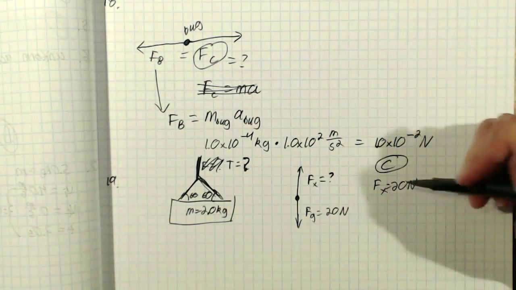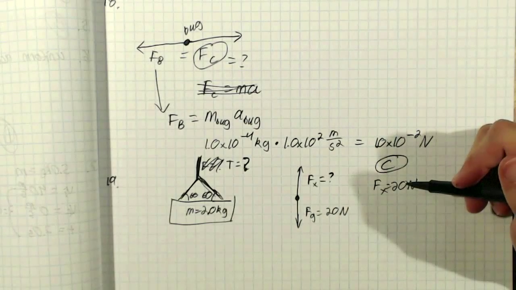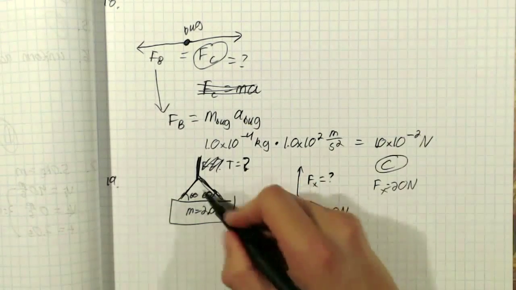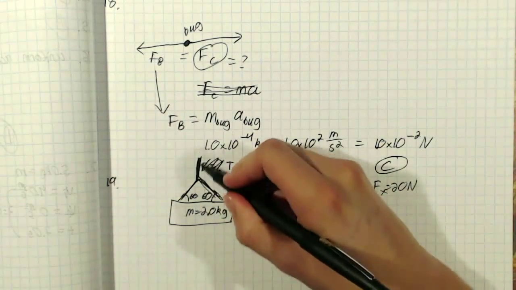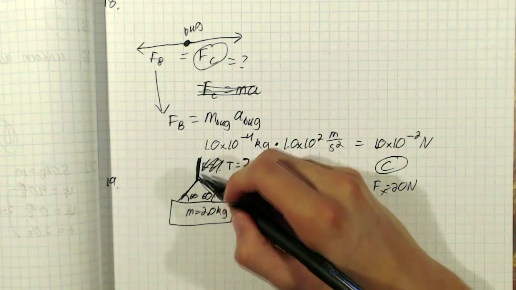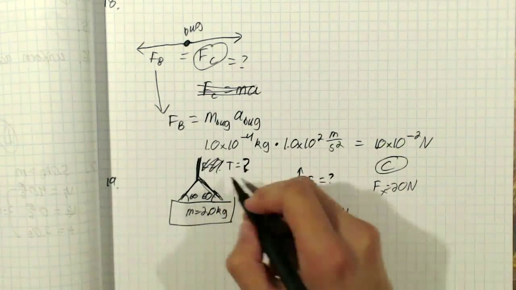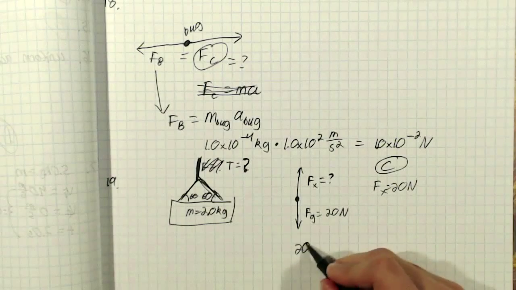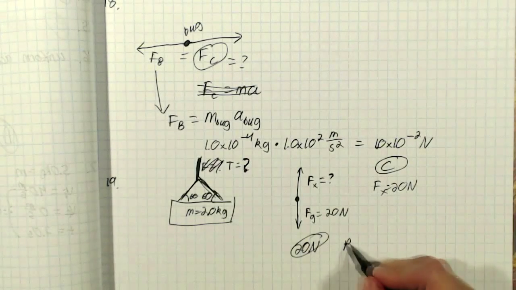Now we just have to figure out what's providing that 20 newtons of force. And yes, there's these 2 wires here, but ultimately it's only this wire that's holding it up. So the tension in the top wire is just going to be equal to 20 newtons, which is B.